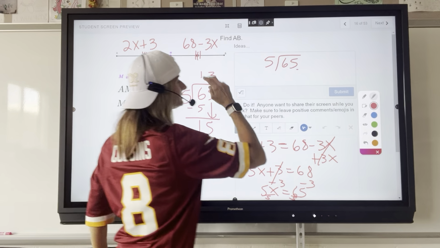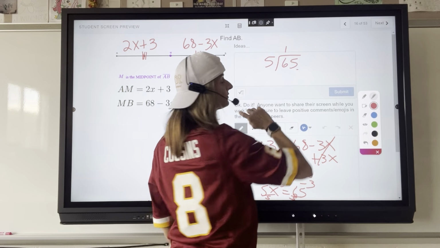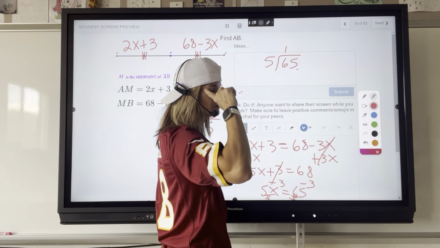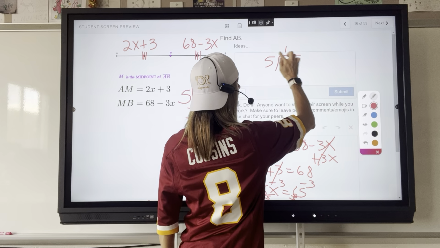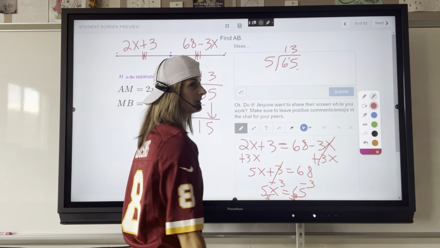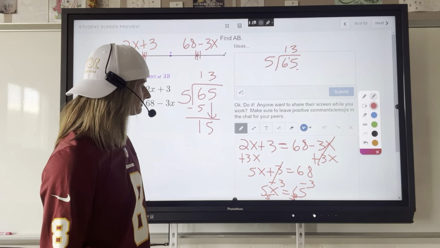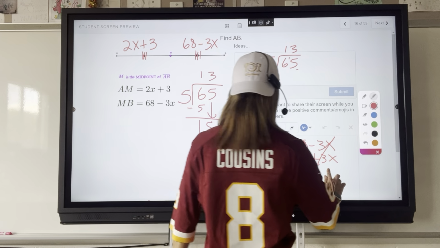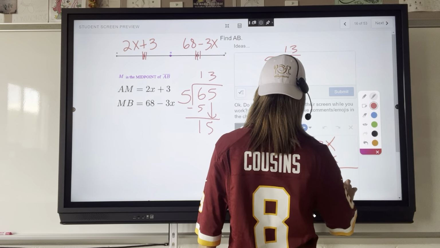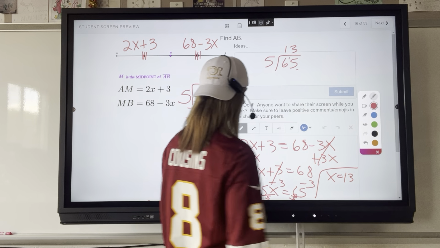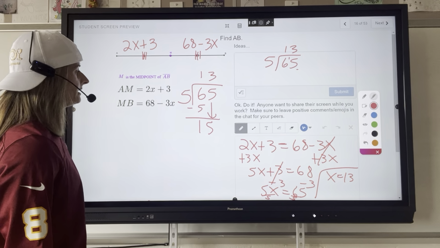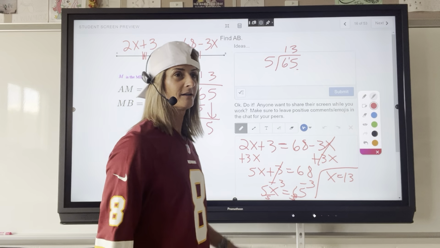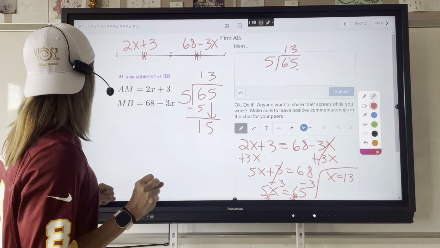All right, so in your head, 5 goes into 6 once with 1 left over. So in your head, you're putting the 1 in front of the 5. 5 is into 15 3 times. Done. So what did I just do? I found x. x is 13. I'm running out of room here. This is so messy. I'm really rusty with recording. I'll get better.